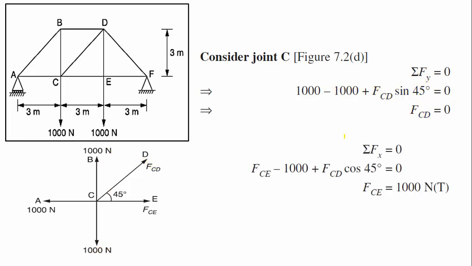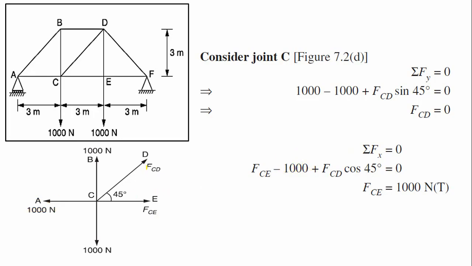Next we apply another condition, that is summation of F of x is equal to 0. If you see this FCE, it is moving towards the right, therefore positive, plus FCE. Next, this 1000 newtons is moving towards the left side, therefore negative, minus 1000.